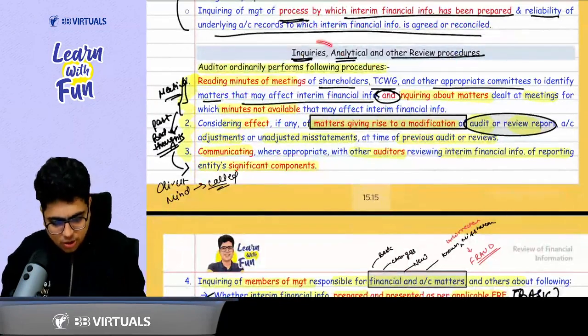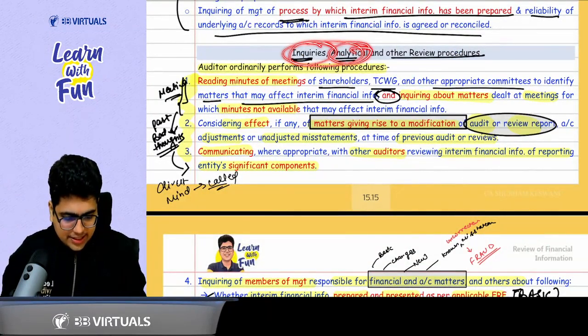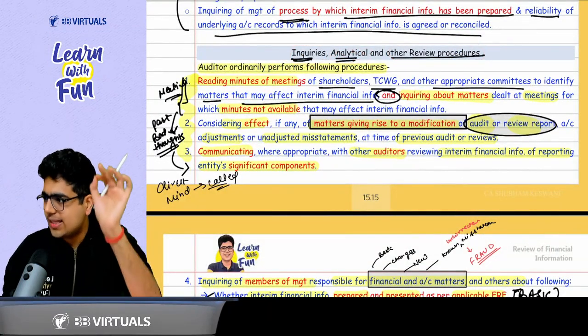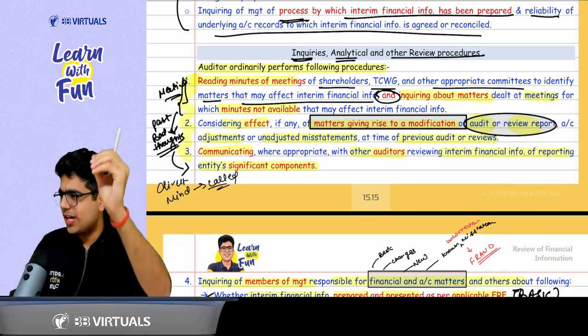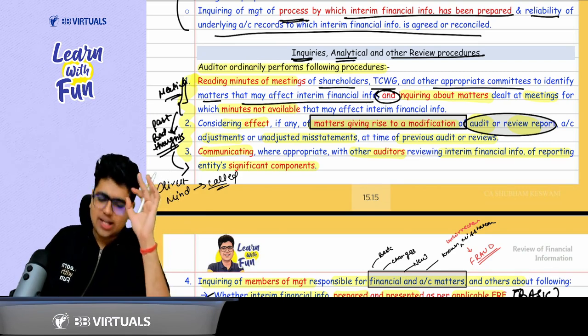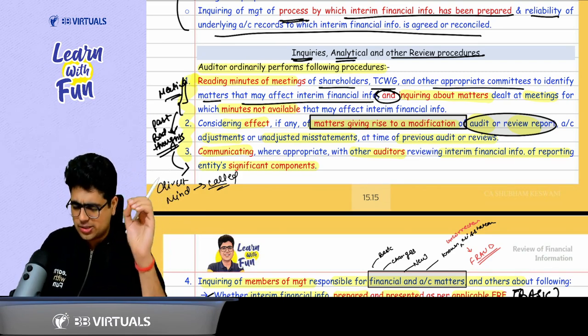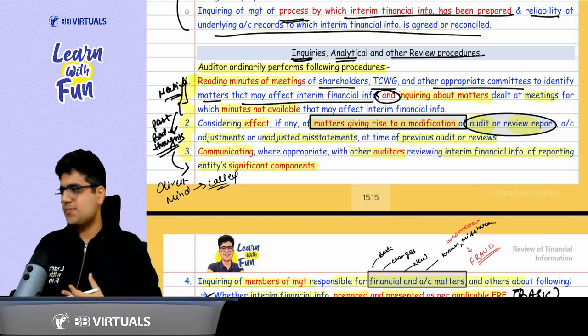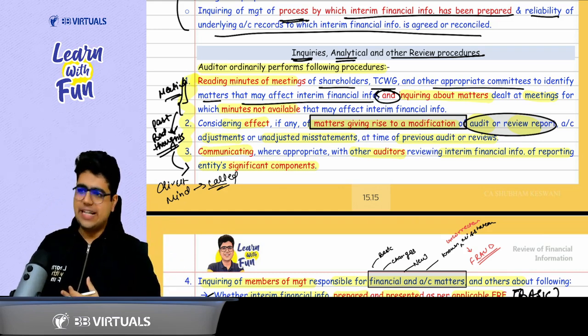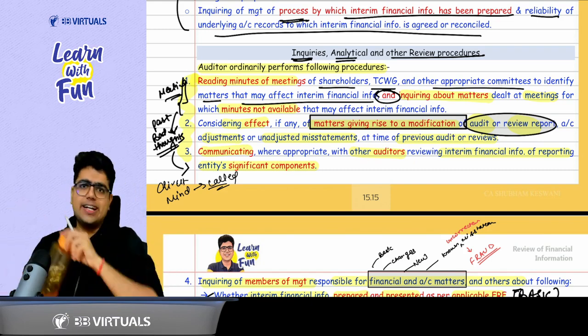Next point is about your audit procedures: inquiry, analytical and other review procedure. In this, what do you start with? Please tell me in the chat box. Let's see who all are active. In my audit procedures, what is the first thing that I'm going to do right now? What will I start with reading here? Here also I will start with reading, but what?